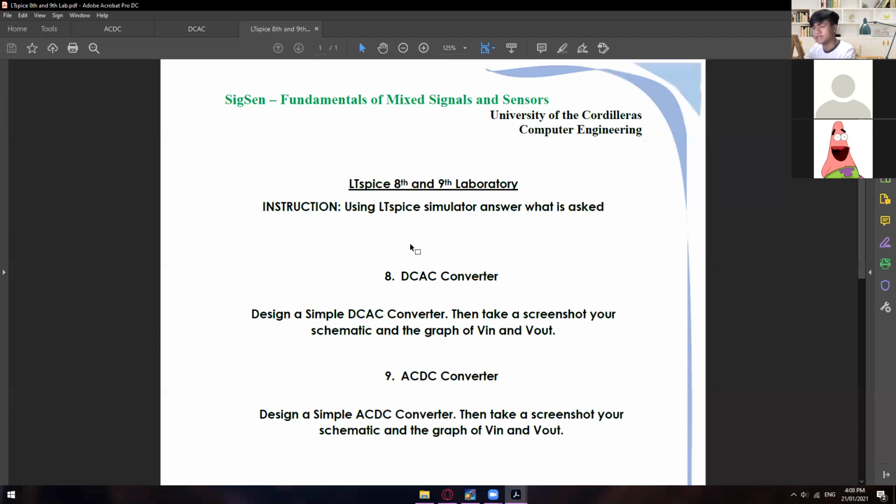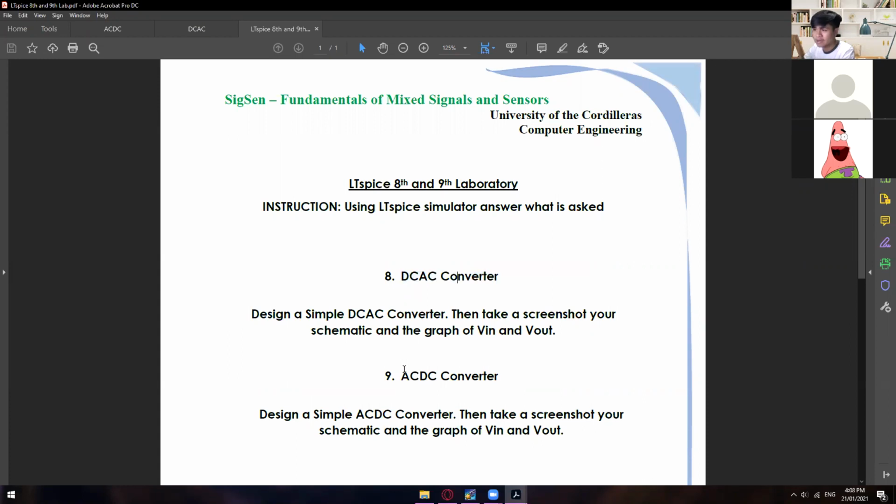I would like you to find out how to create a DC-AC converter and an AC-DC converter. Creating an AC-DC converter is super easy; there are a lot of sources you can find. DC to AC is quite limited, so this may be the only one that is hard for you to find, if you haven't experienced creating a DC to AC converter.